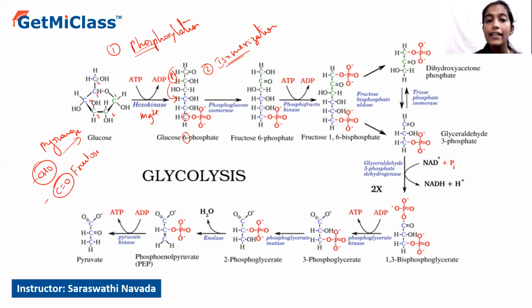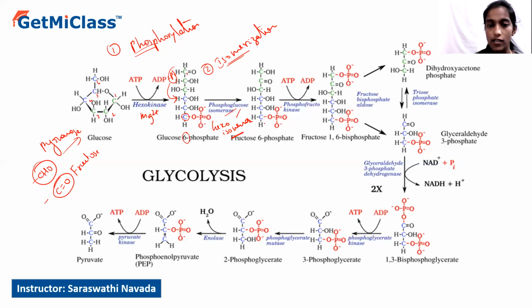And in the step of isomerization, glucose 6-phosphate will be isomerized into fructose 6-phosphate. That is, the aldehyde group will be replaced by the keto group here, and this particular reaction is catalyzed by the enzyme phosphoglucoisomerase, or we can also consider it as hexoisomerase. That is the enzyme which catalyzes this particular reaction. So that is the second step in case of glycolysis.